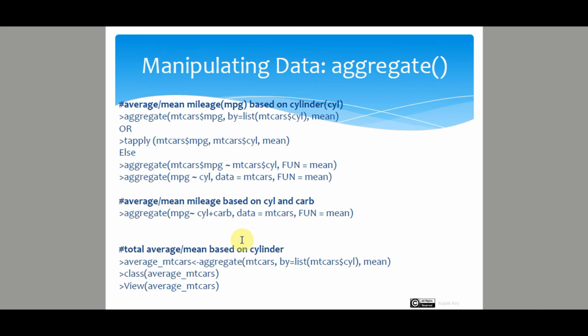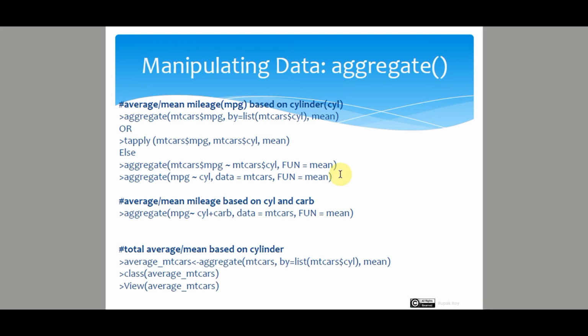To find the average, type the function aggregate and point to the columns that we want to aggregate with. Here, mpg, that is mileage, then with cyl, cylinder, and displayed as a list. The same can be done again with another function called tapply. Or else if you don't want it in a list, just use aggregate, point to the columns mtcars$mpg tilde sign mtcars$cyl and define the function parameter FUN is equal to min.